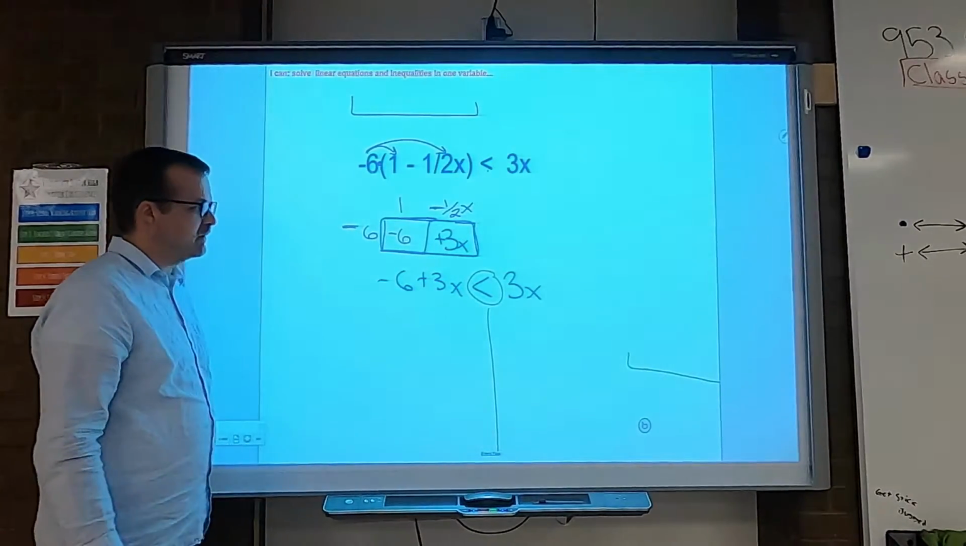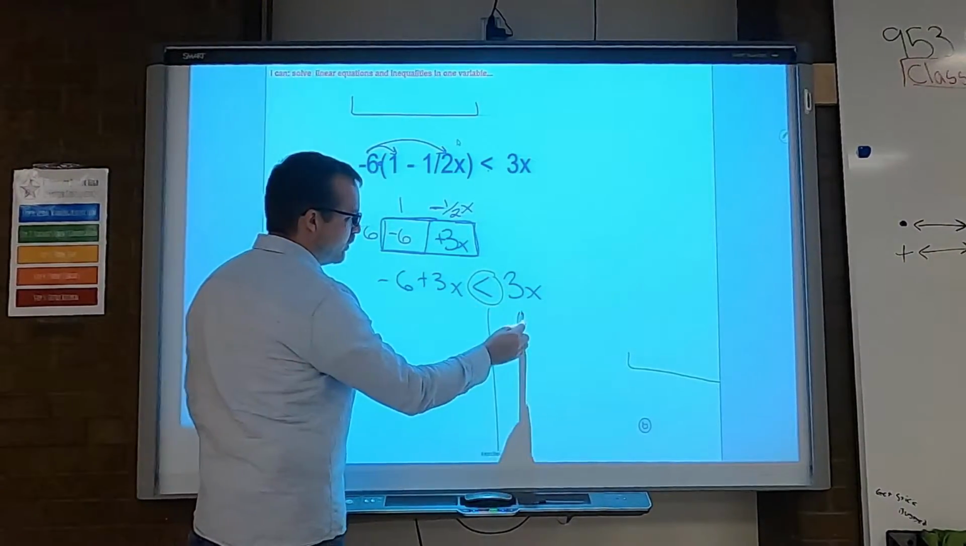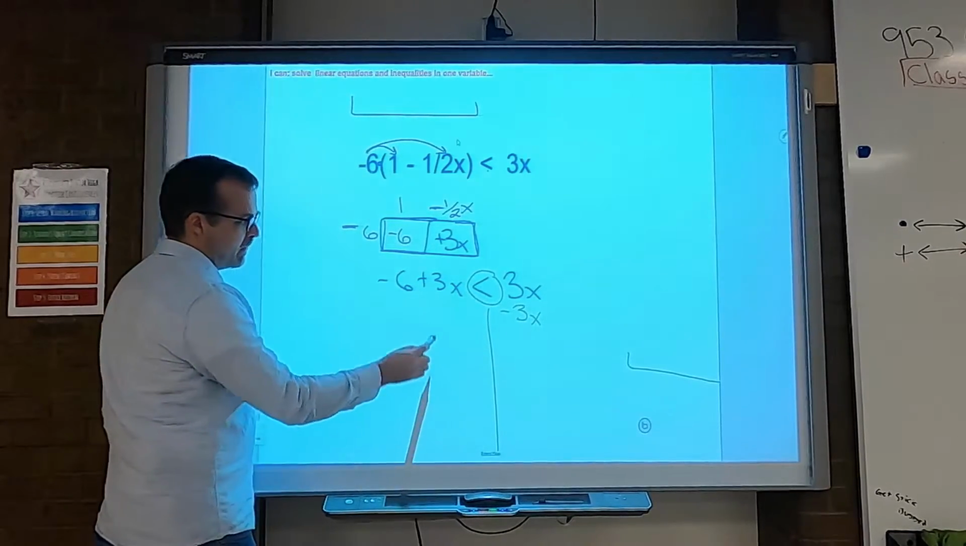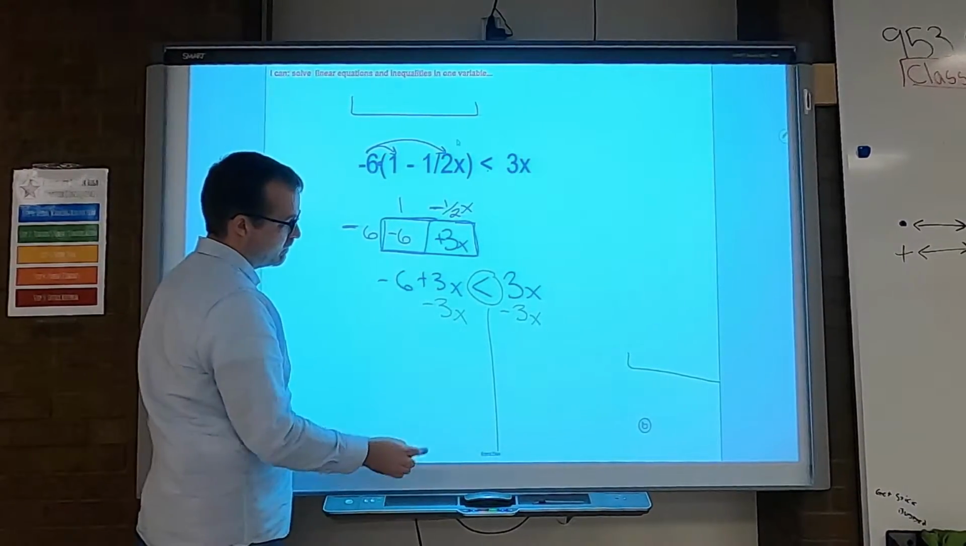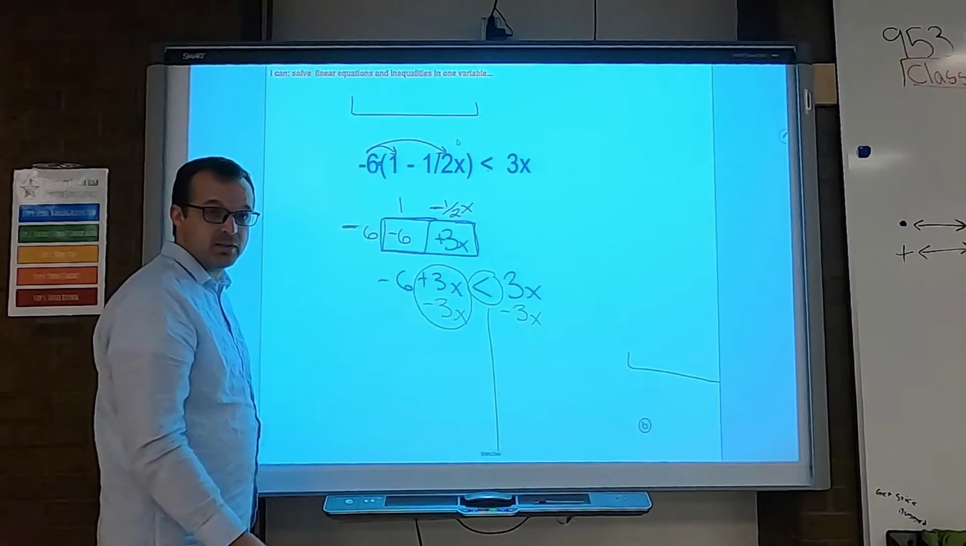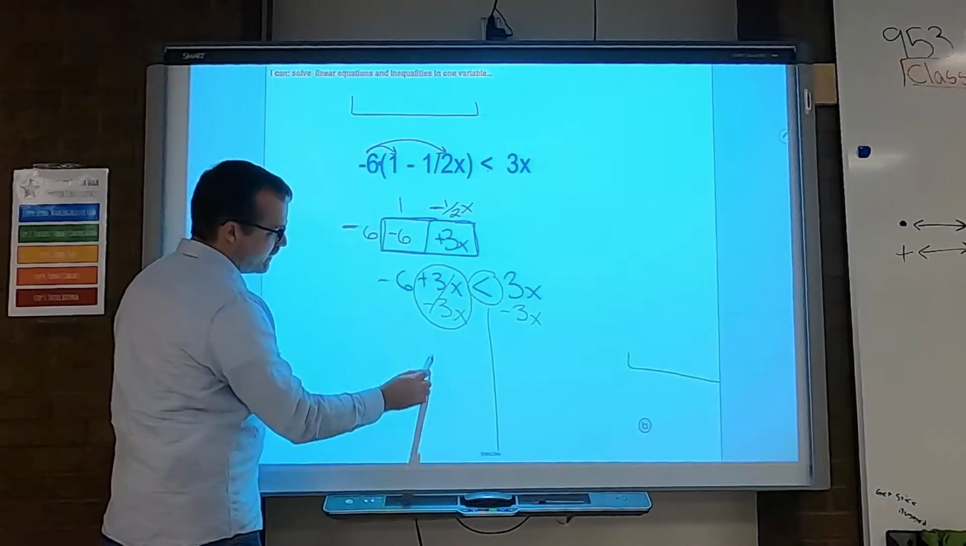Let's get them to one side. Let's just try moving them over to the left. Let's get rid of this 3x here. Let's get rid of this 3x over here, it looks like. That looks nice. Well, 3x minus 3x is 0. Let's bring down the negative 6.